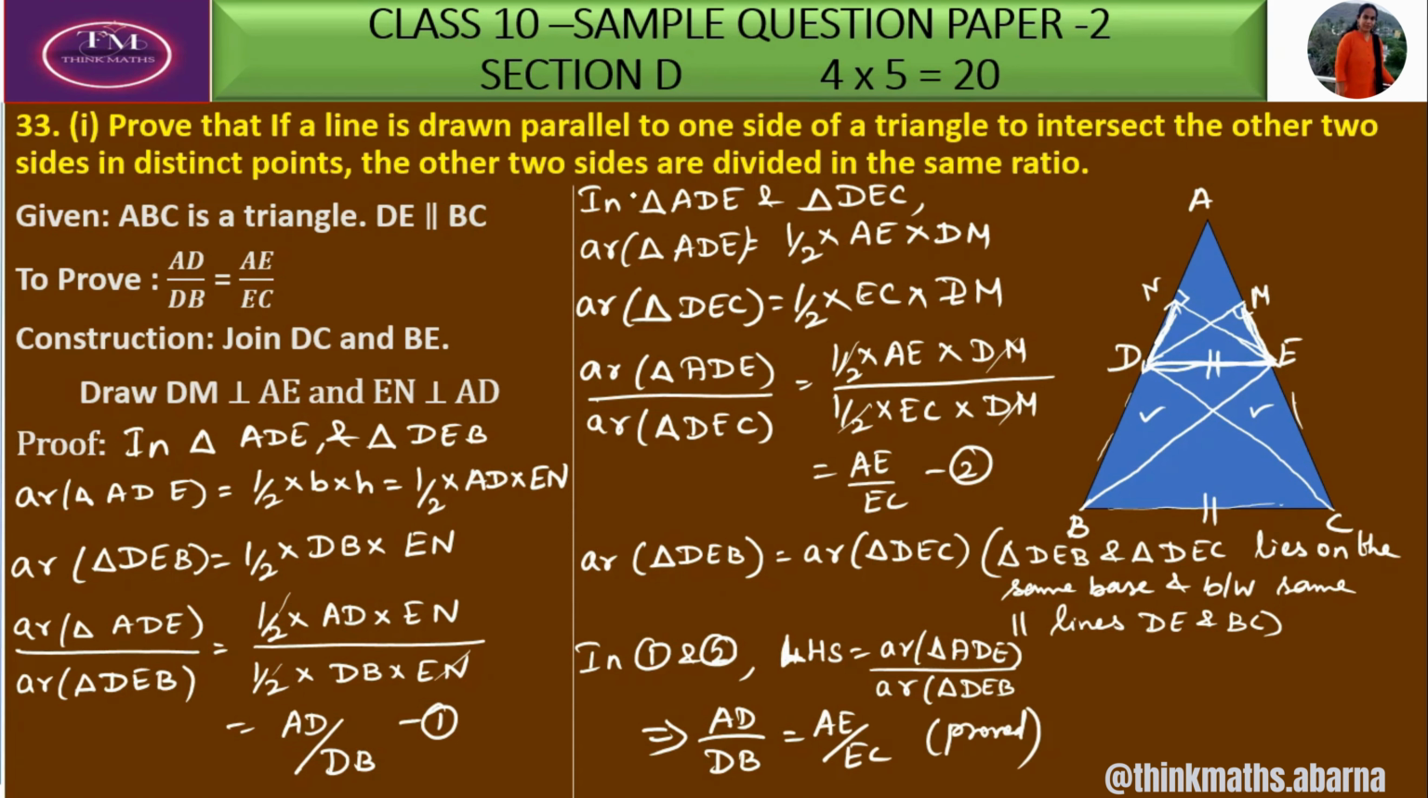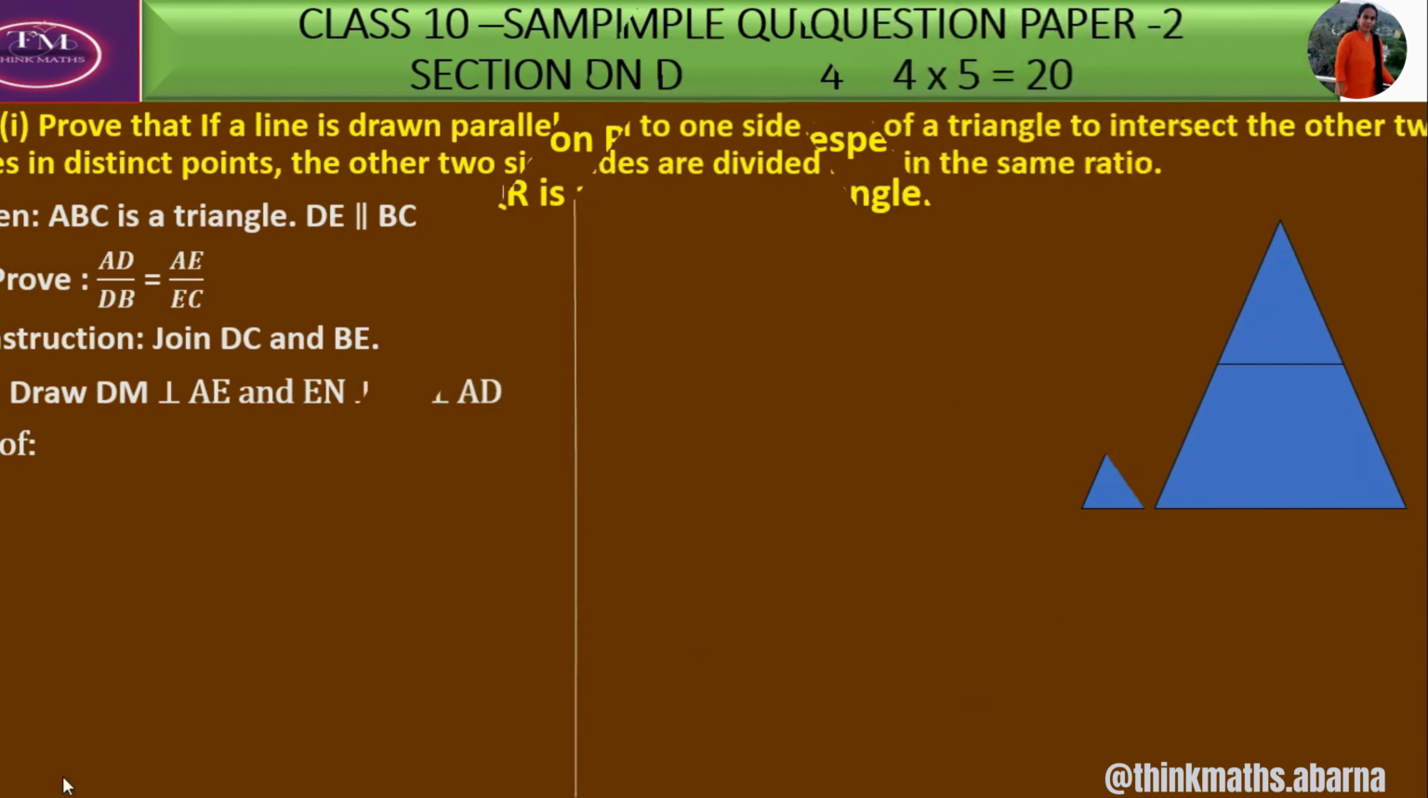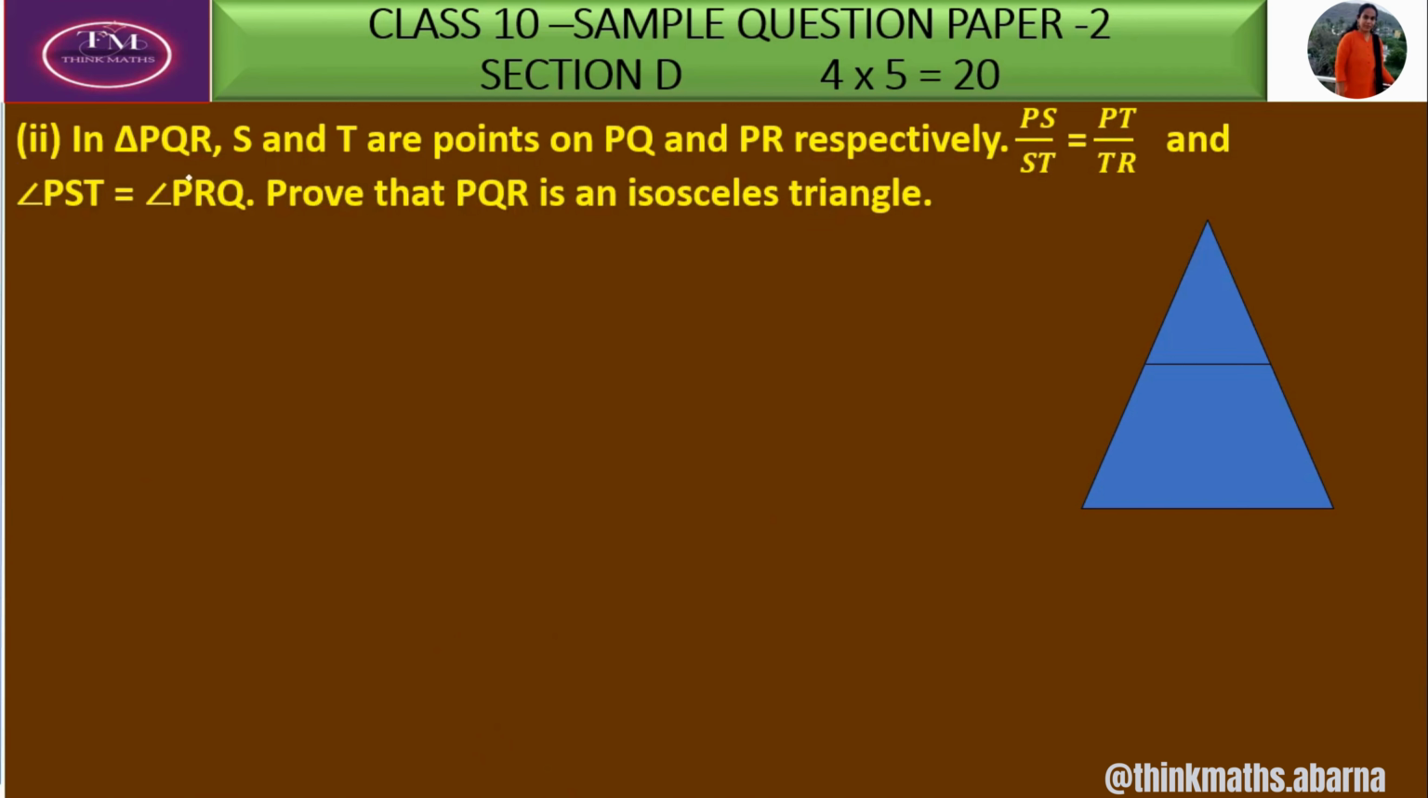Okay. So two sides are divided in the same ratio and we have proved it. Okay children, I hope you can understand this theorem. So moving on to the second part of the question 32. So it is not choice. You have to answer both 1 and 2 in 33. So what is the second part?